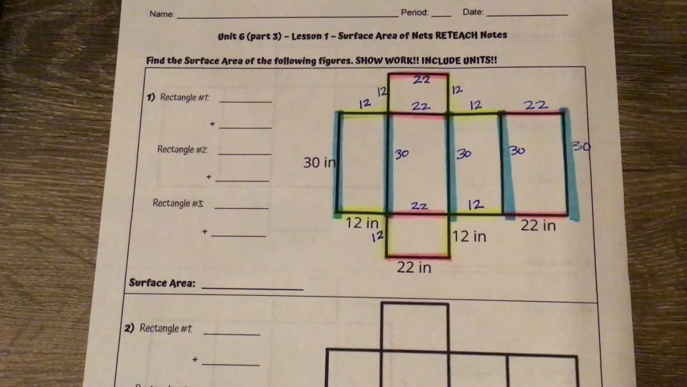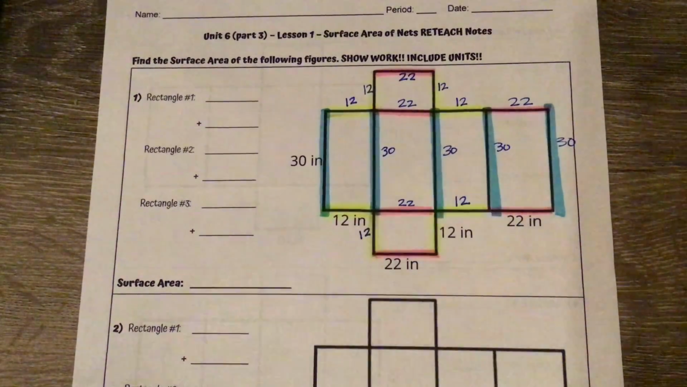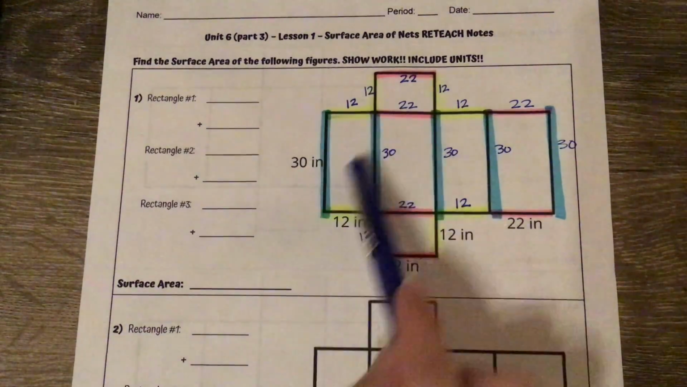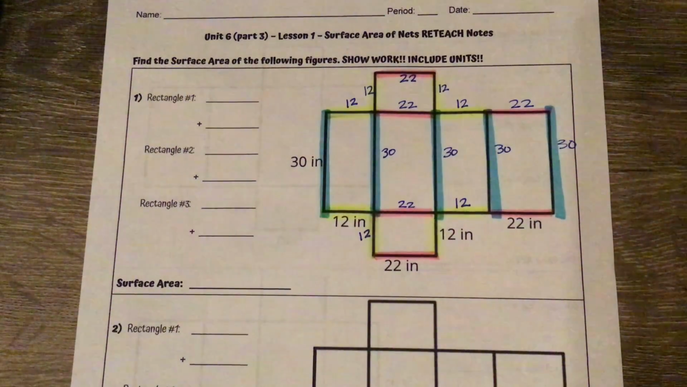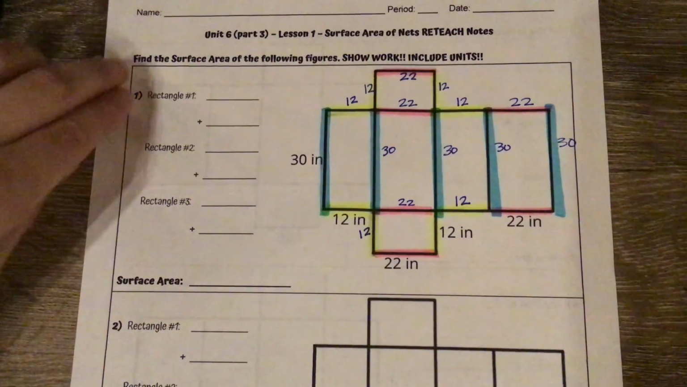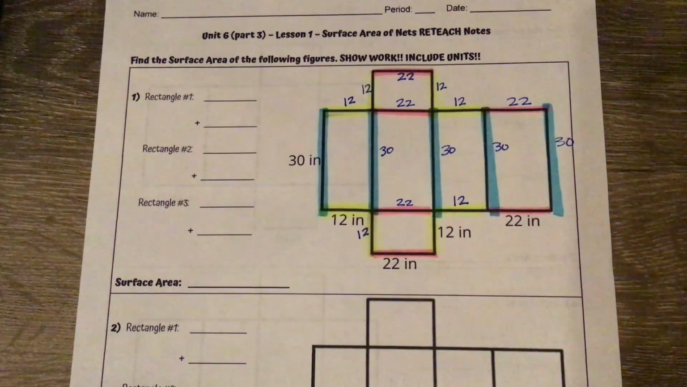Okay, and you're going to see a similar setup every single time we do these problems. It alternates 12, 22, 12, 22. We have the same height of all of those rectangles. Then we really should have 3 sets of rectangles, which is why we have rectangle number 1, number 2, number 3. So let's look at actually calculating these areas.